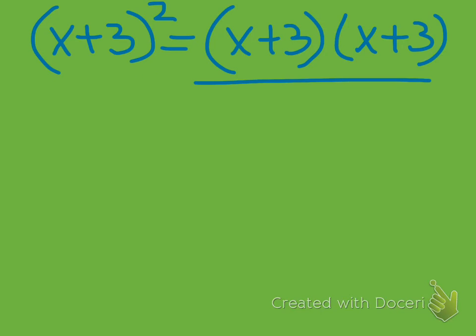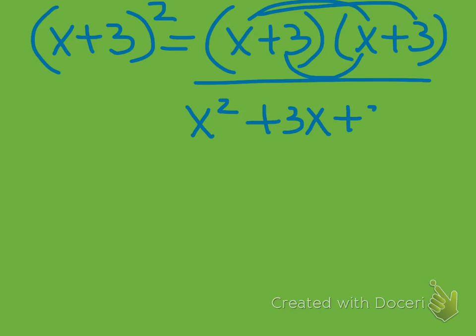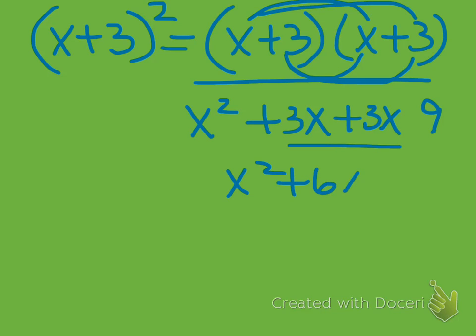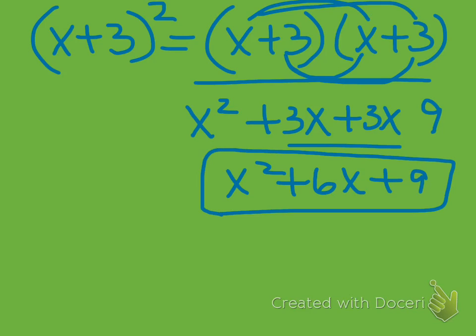We're going to do a couple of these squarings. We're going to have x times x, a 3x, another 3x, and then a 9. Are you with me so far? These come together: x squared plus 6x plus 9.